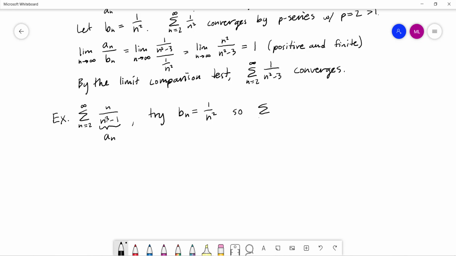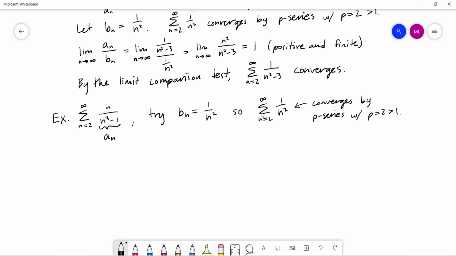We want to look at the sum from n equals 2 to infinity of 1 over n squared, which we just determined in the previous problem. This converges, again, by the p-series with p equals 2, which is greater than 1. So I already know the behavior of this one.